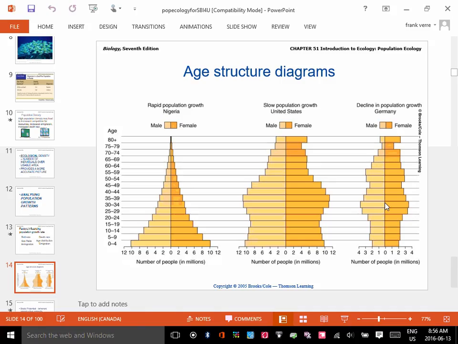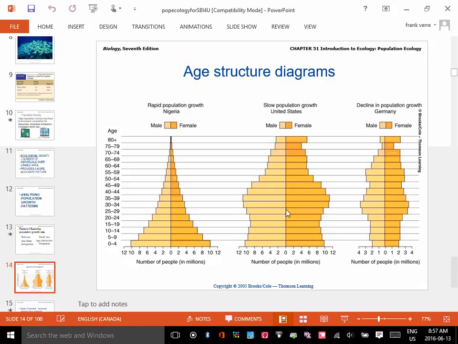Okay? So the difference here is you can see that there's a much higher standard of living in Germany because more people get to old age. So the death rate is lower in Germany than it is in Nigeria, right? But in terms of potential, the Nigerian population has a higher potential for growth, but in actuality, there's obviously a much higher death rate too, as we go up the pyramid.